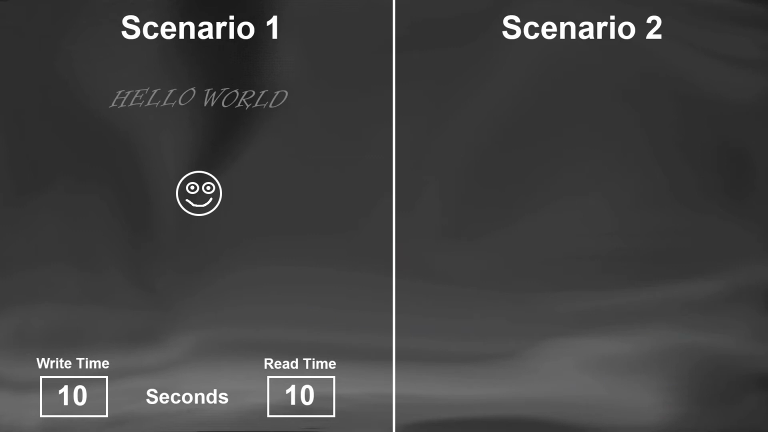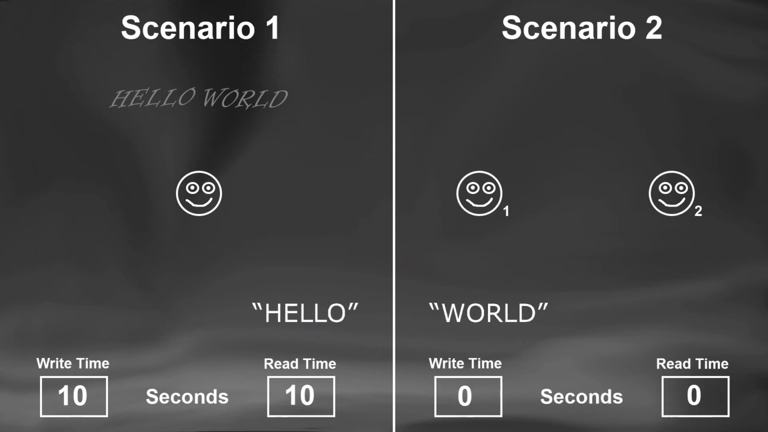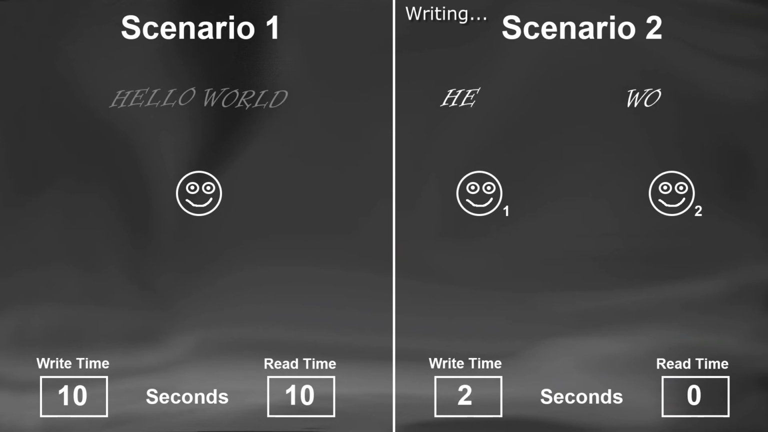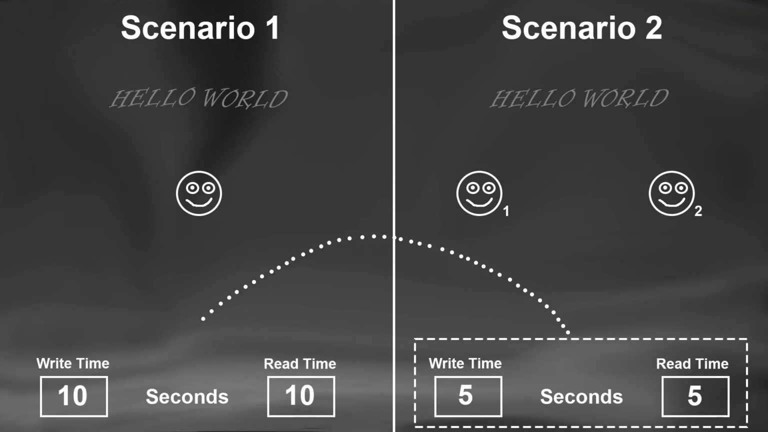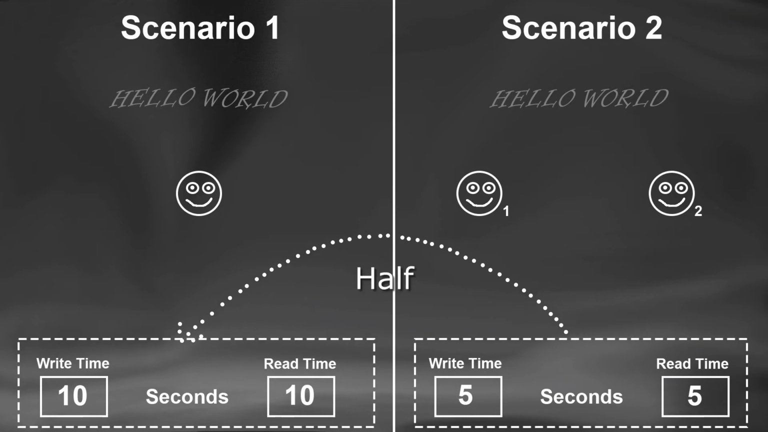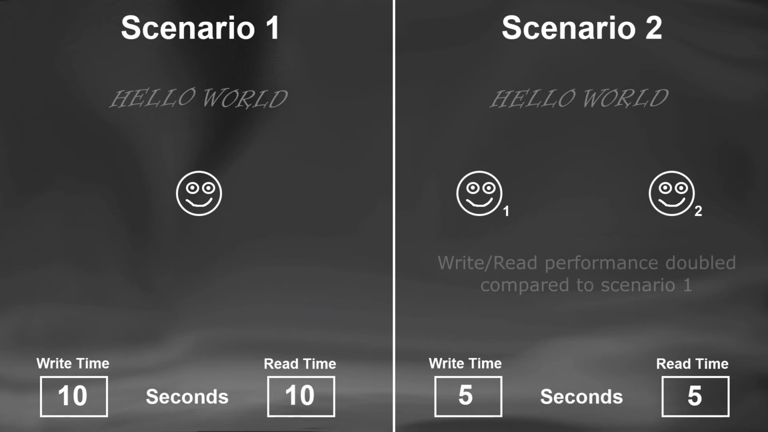In scenario 2, the message is first split into 2 halves and now there are 2 people to write the message. Person 1 will write "hello" and person 2 will write "world" simultaneously. The time taken to write and read the message is just 5 seconds. Because the message was split, and each part of the message was processed simultaneously, the time taken to read and write the message was just half as compared to scenario 1. We see that the writing and reading performance has doubled.